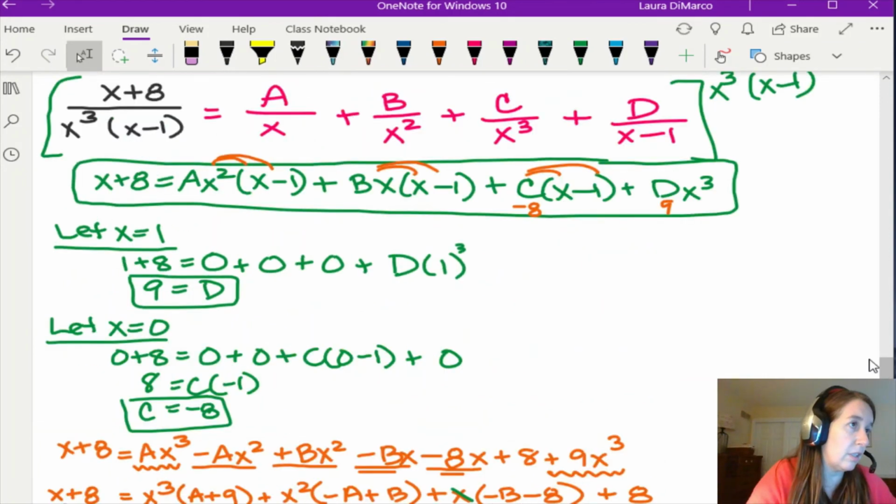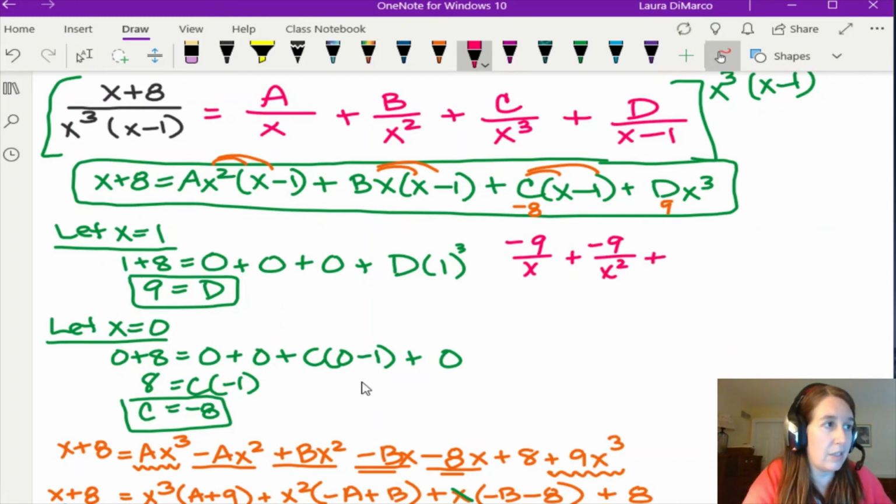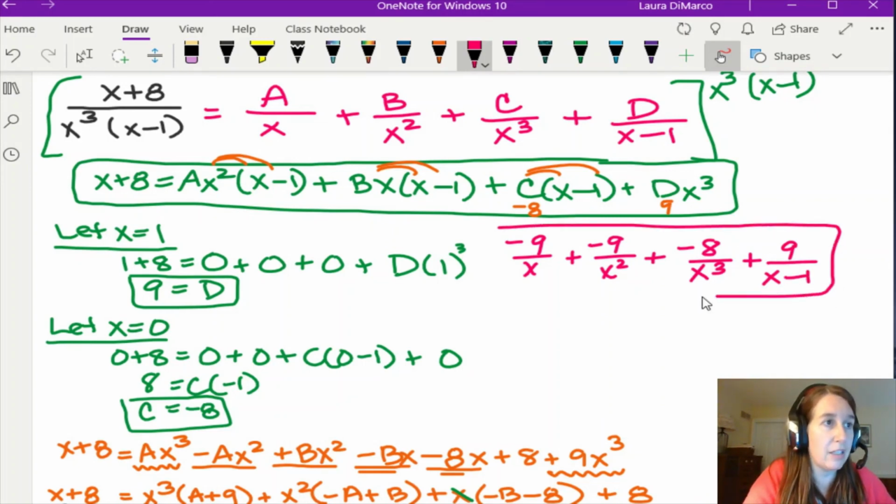Okay. And it has to match up with this bright pink thing. Actually, I'm going to write it in the same color, right? So A was negative 9, that's over x, plus B was negative 9 over x squared, plus C is negative 8 over x cubed, and D was 9, so plus 9 over x minus 1. And that is our partial fraction decomposition.